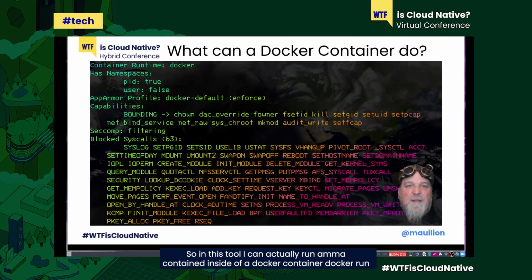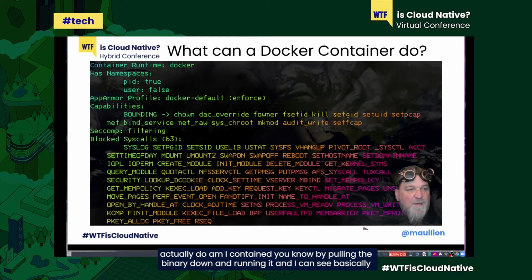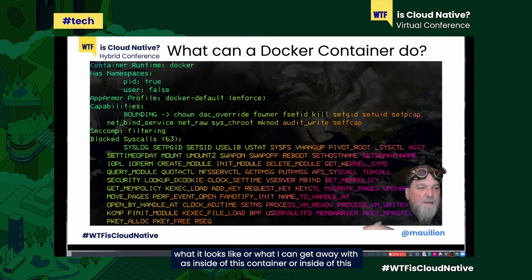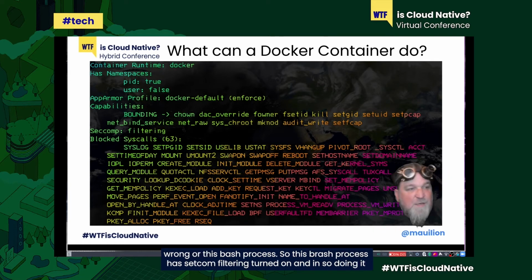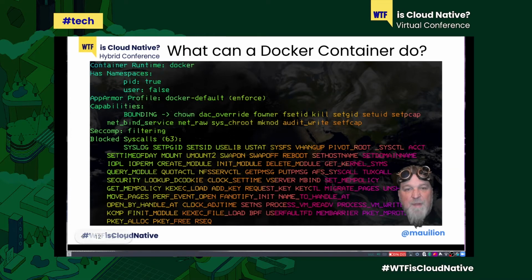With this tool, I can run Am I Contained inside of a Docker container, with the docker run command and bash. Once I'm inside that bash container, I can pull the binary down and run it, and I can see what I can get away with inside this container, or inside this bash process. This bash process has seccomp filtering turned on, and in so doing, it has blocked 63 system calls from my use. I can't make use of any of these system calls by default.